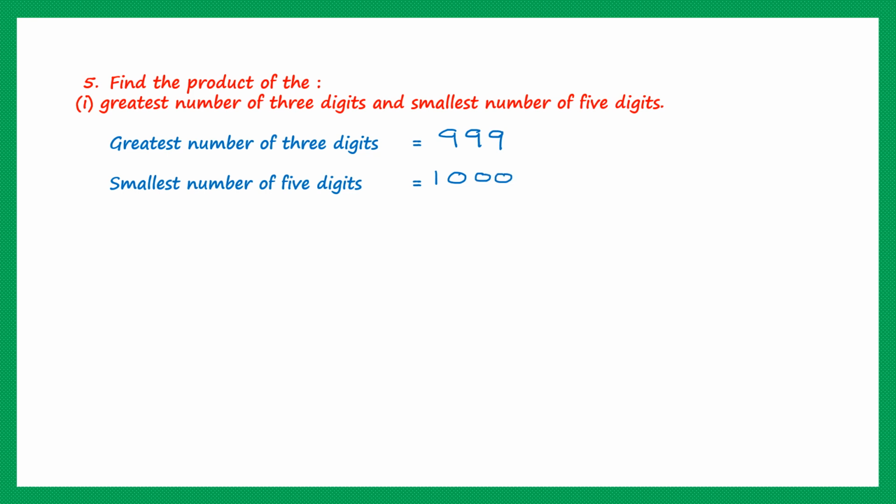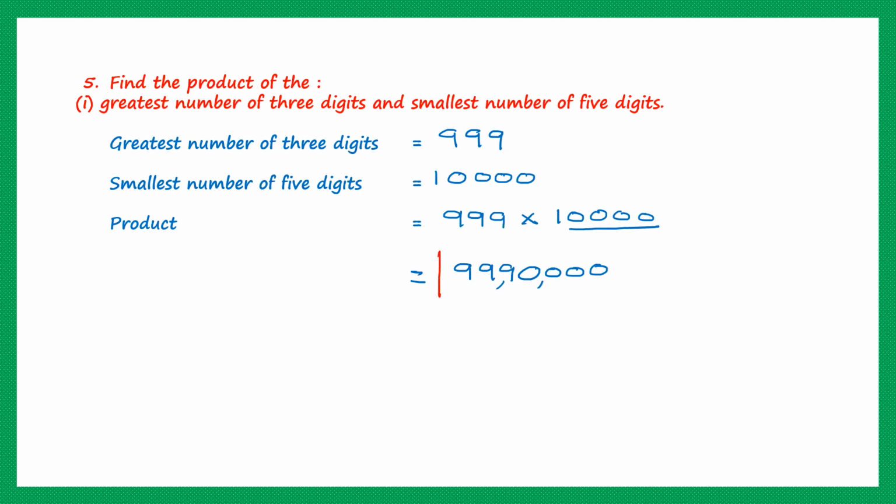1, 2, 3, 4. Now we have to find the product. Product means we multiply these two numbers, that is 999 into 10,000. So this multiplication is easy. We write 999 and count all these zeros and add it. There are 4 zeros. 1, 2, 3, 4. Now what is our answer? After placing the commas, we can read our answer. It is 99,90,000. So this is our answer to this question.